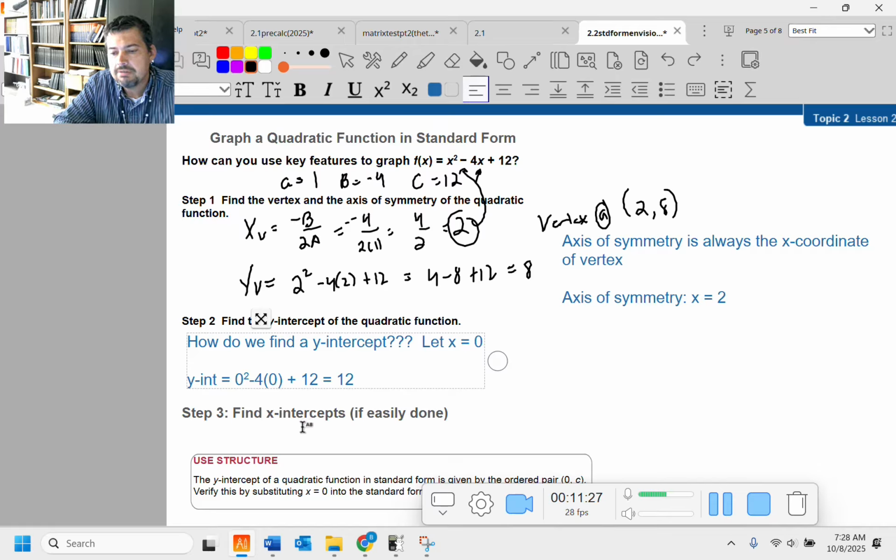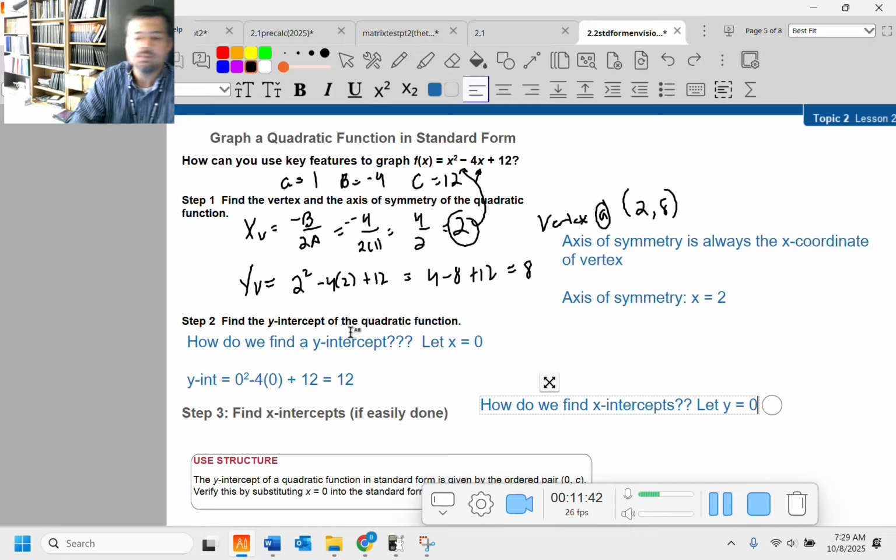Step 3 is to find intercepts if easily done. So x-intercepts, and again that's kind of the question here, is how do we find x-intercepts? Well, we do the opposite of how we find a y-intercept. We let y equal 0. So we're going to take our equation and set it equal to 0.